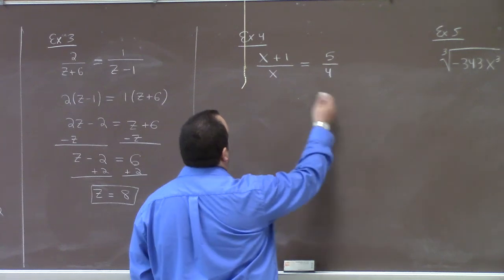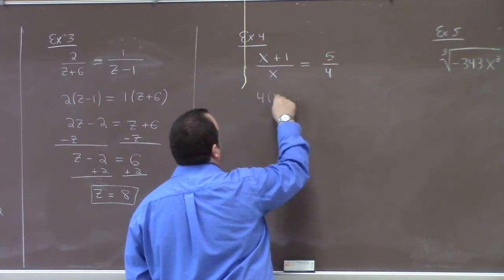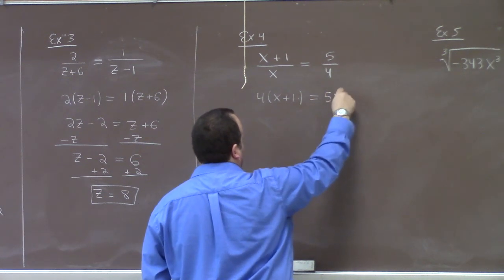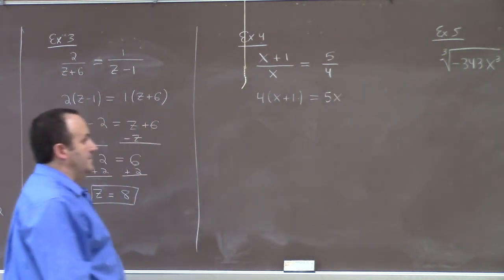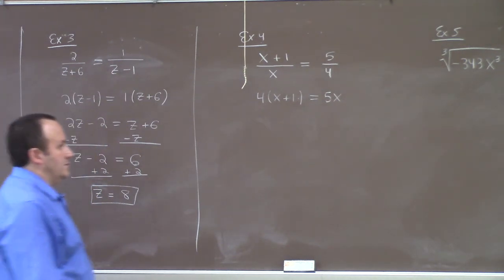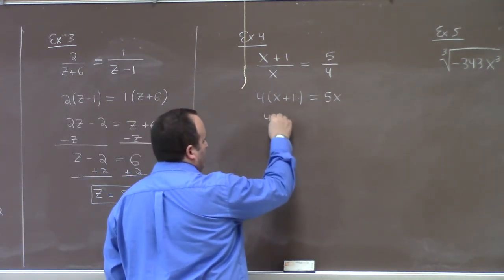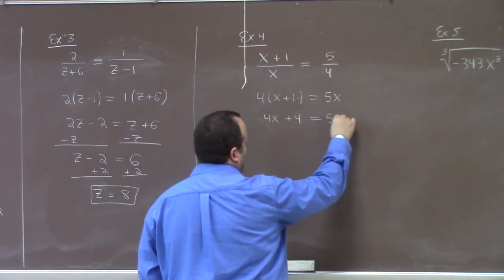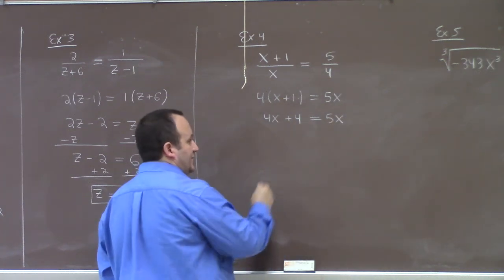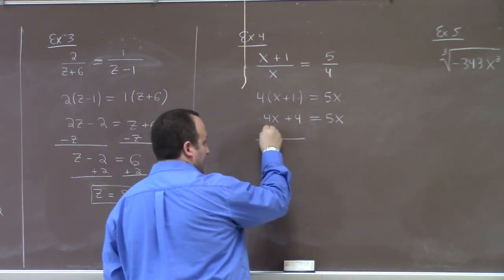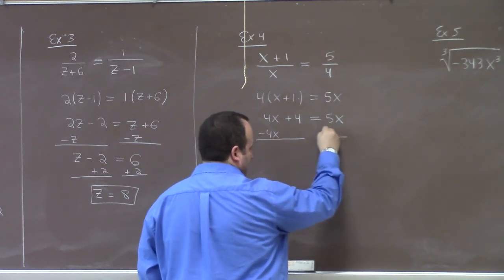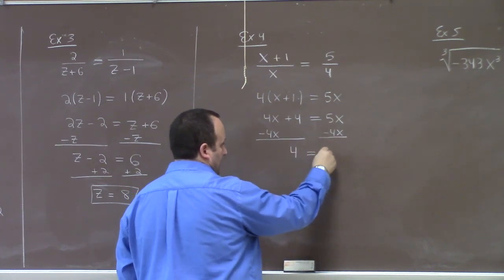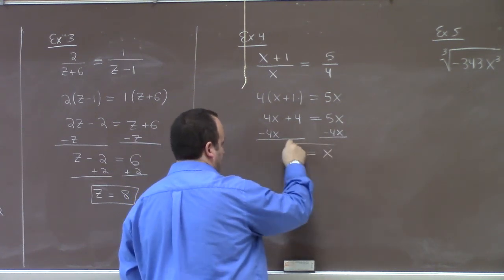So you're saying cross multiply? So 4 times x plus 1 equals 5 times x. Yeah. So distribute: 4x plus 4 equals 5x. I will vertically subtract 4x from both sides. So that gives me 4 equals x. Oh, guess we're done.